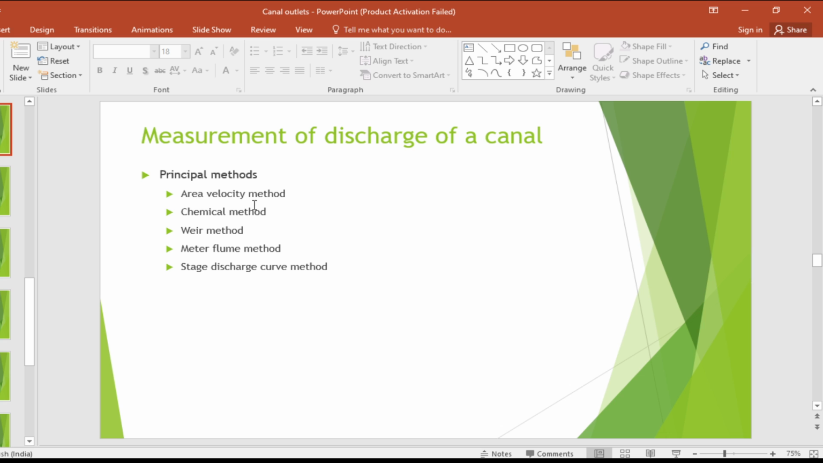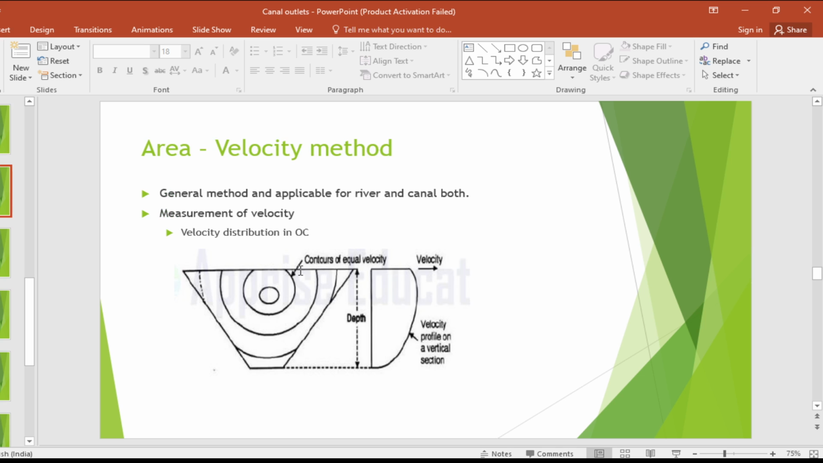First is the area velocity method, then the chemical method, then the weir method, then the meter flume method, then the stage discharge curve method. Now we'll see one by one what the area velocity method is, what the chemical method is, and what the weir method, meter flume and stage discharge curve method are. First is the area velocity method.